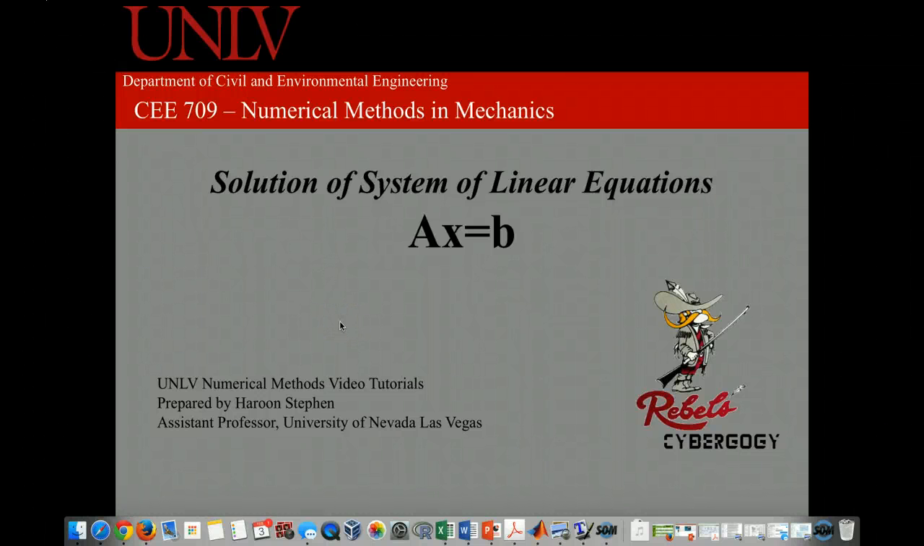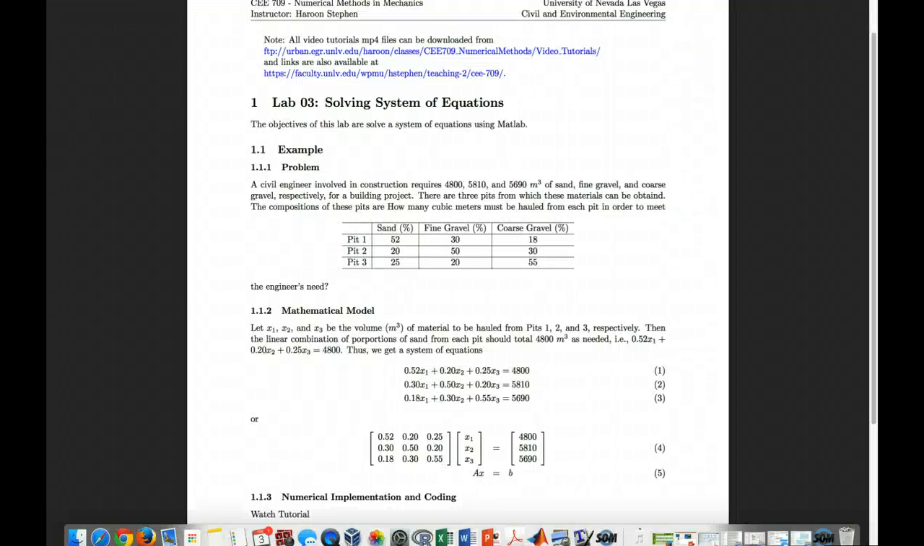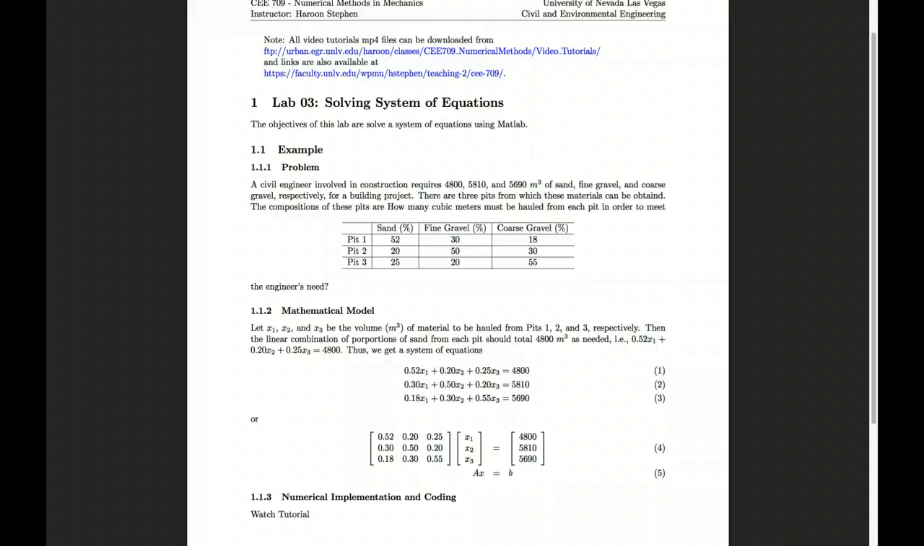This tutorial is about finding a solution of a system of linear equations, and in MATLAB potentially solving AX is equal to B. So if you look at your lab number 3 manual, let's look at problem number 1. So this is from your book.